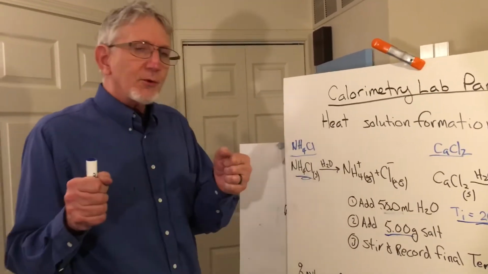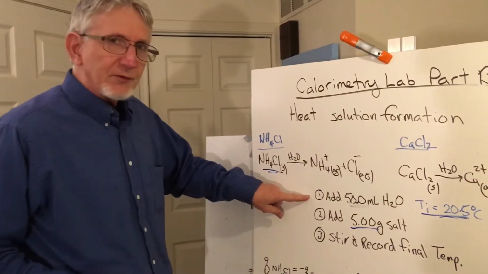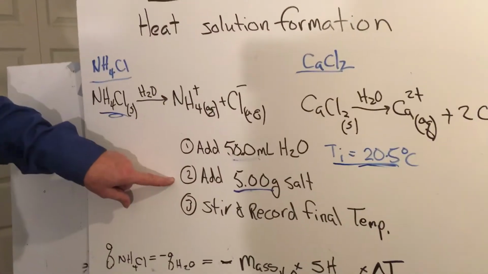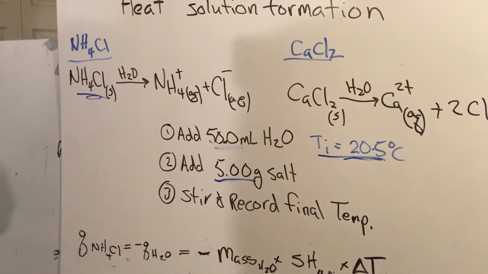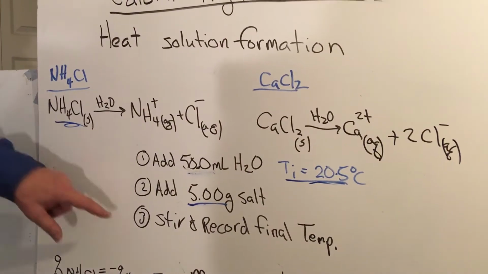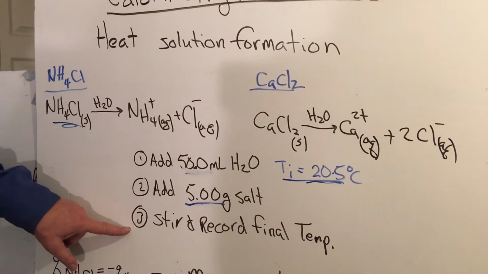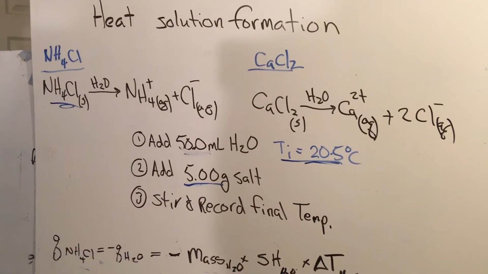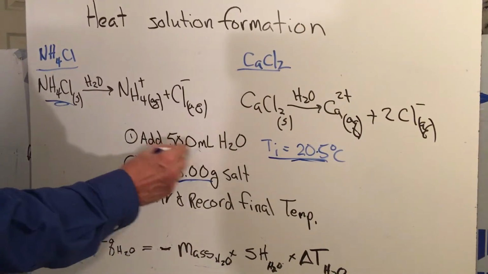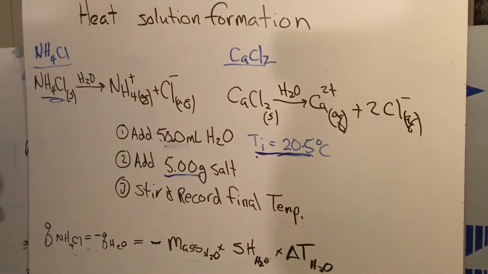Now you should have your protocol in front of you while you do this, and step 1 would be to add 50 mL of water to your calorimeter, and then add 5 grams of the salt, the ionic compound, whichever one you happen to be working with at the moment, and then immediately put on the top of the calorimeter and stir and record the final temperature. I've taken the initial temperature of the water, the 50 mL, which is 50 grams. The initial temperature was 20.5 degrees C.